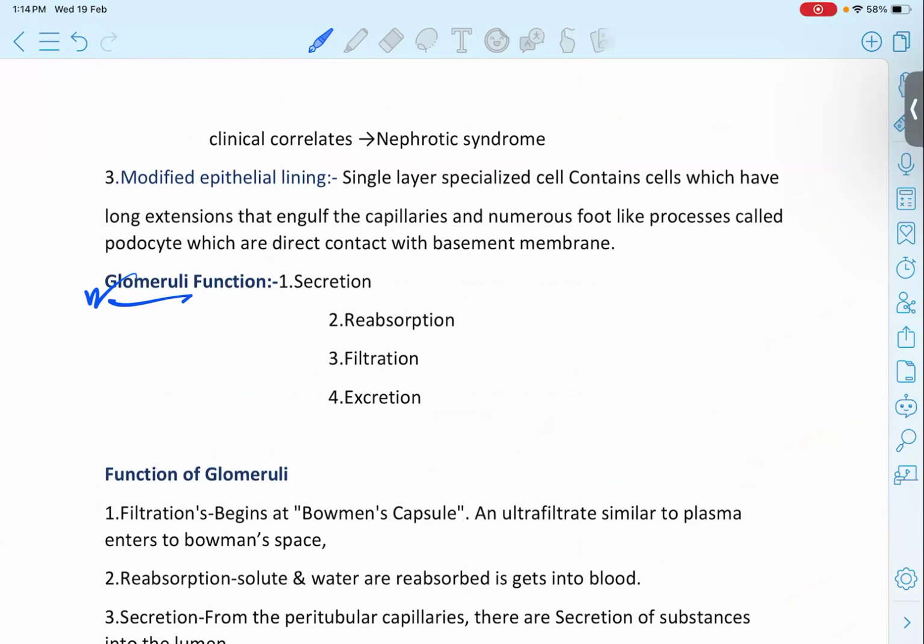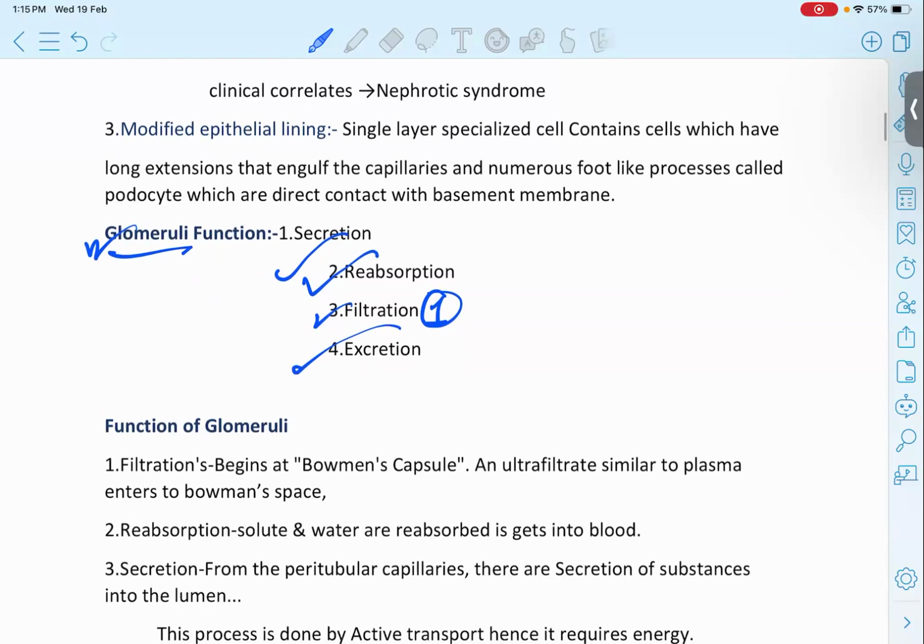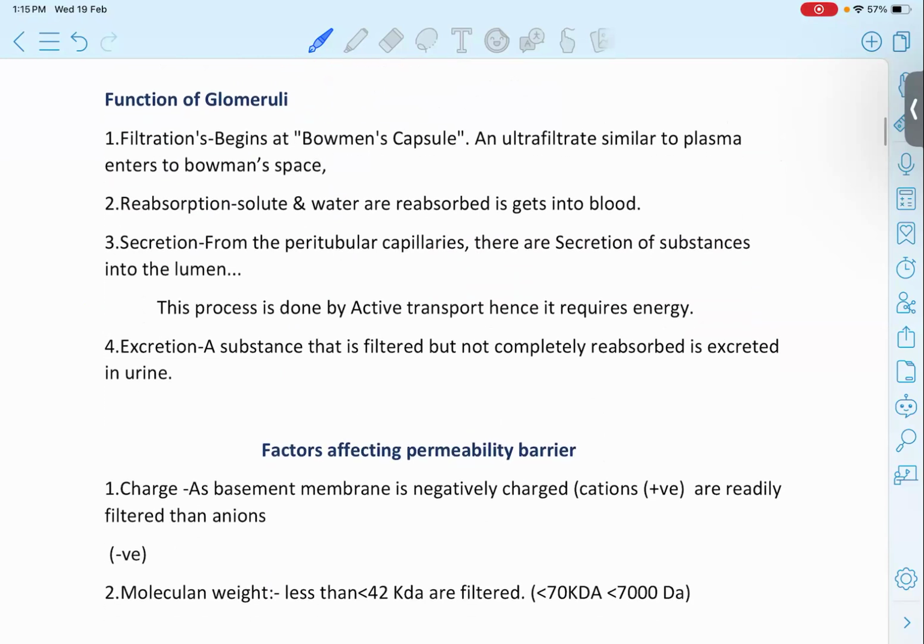Number 1 will be filtration, not secretion. So this is number 1, okay? Filtration, reabsorption, secretion, and excretion. So these are the functions of glomeruli. From our kidney, we can do all of these things. We can filter blood, we can reabsorb whatever we need to keep, we can excrete whatever we don't need, and we secrete certain materials. So these are the functions of glomeruli.